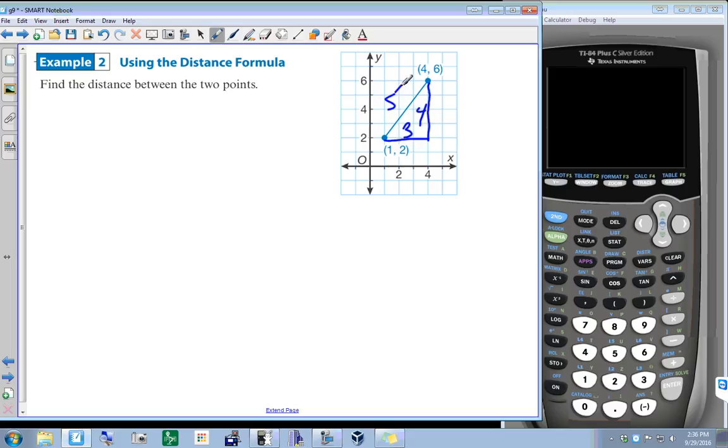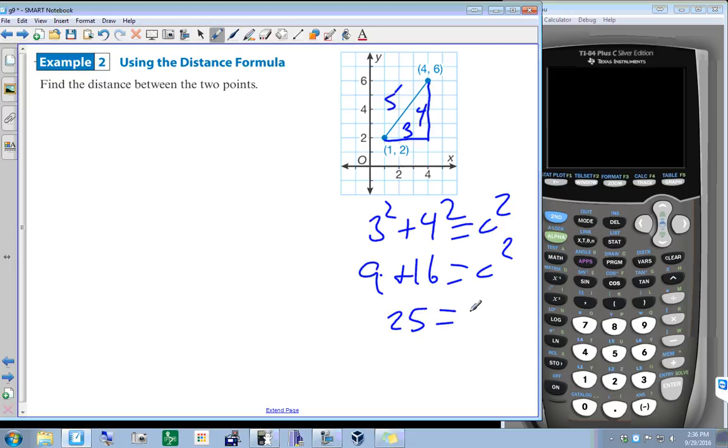Now I could use the Pythagorean theorem to do that. 3 squared plus 4 squared is equal to c squared. 9 plus 16 is equal to c squared. So I end up with 25 equal to c squared, so 5 is equal to c. We've done this before. We know how that goes. So how does this work with the distance formula? Now let's plug it in and see. The first thing we've got to do is get our x1, y1.